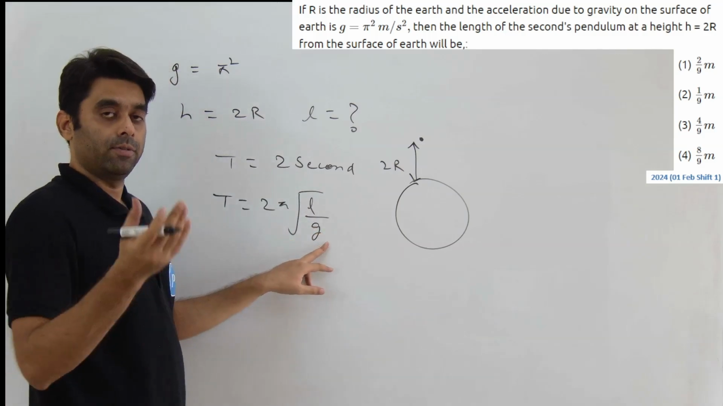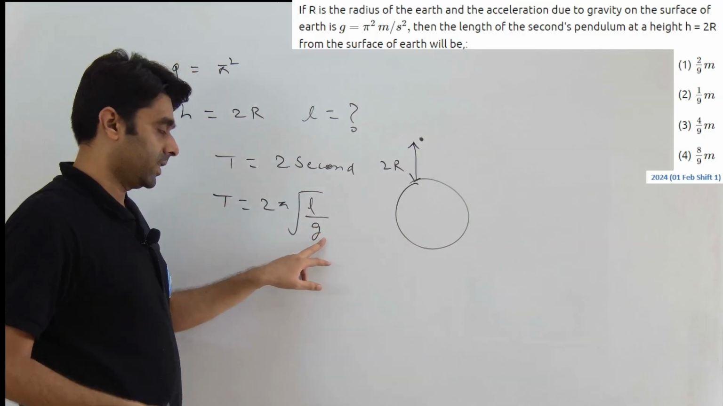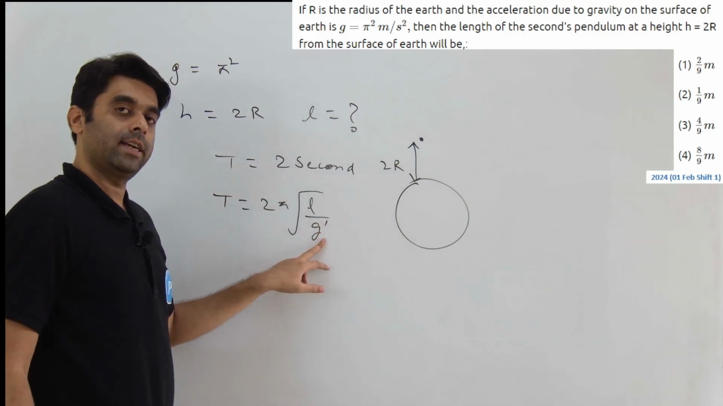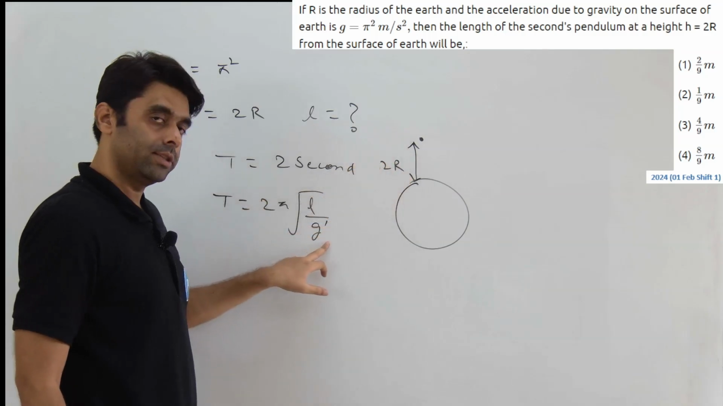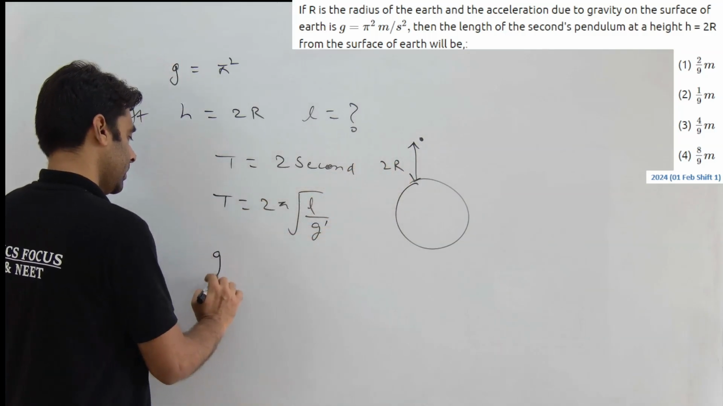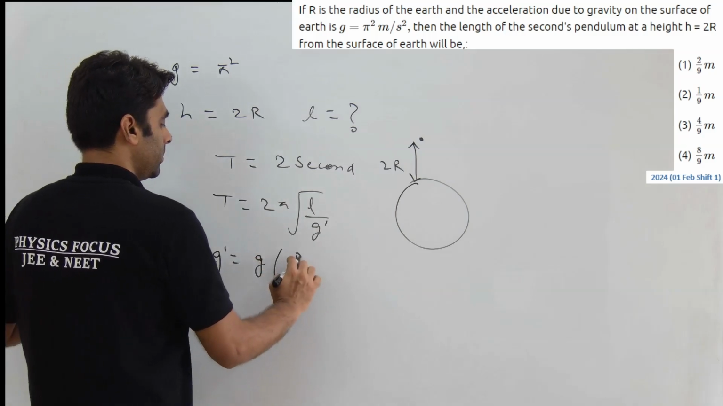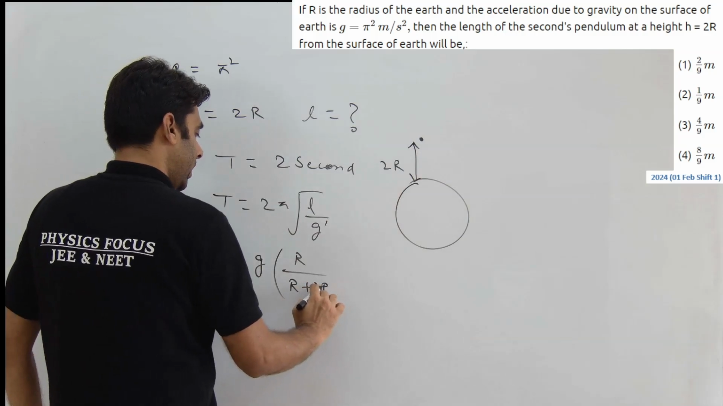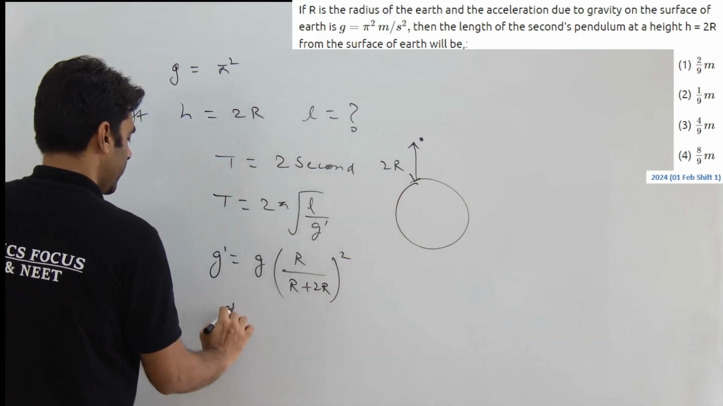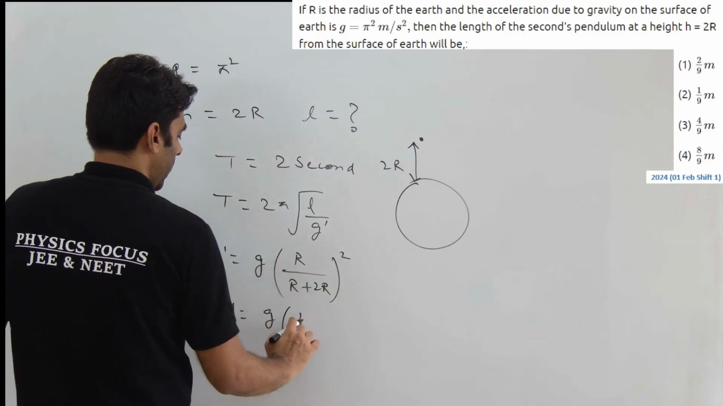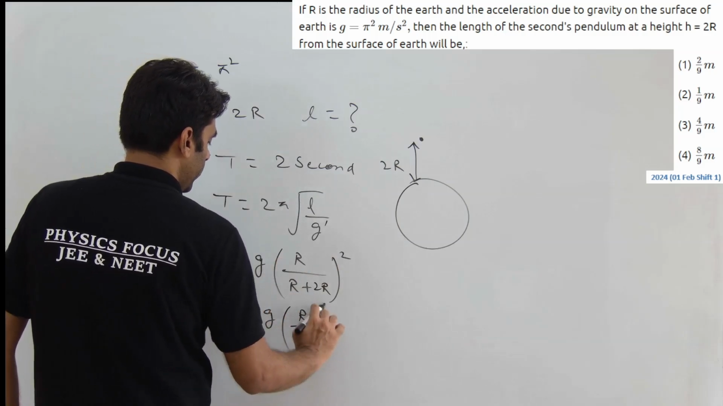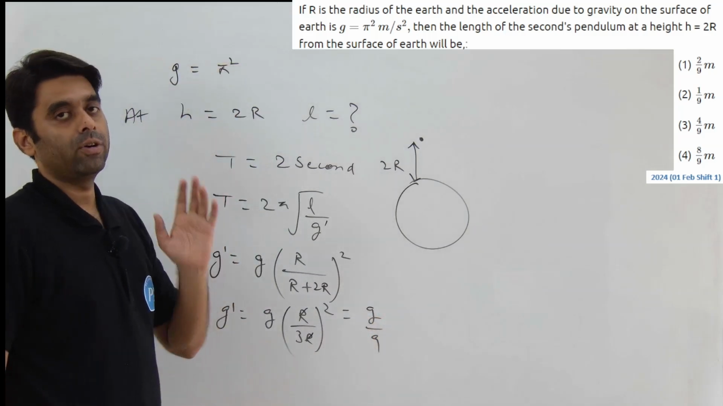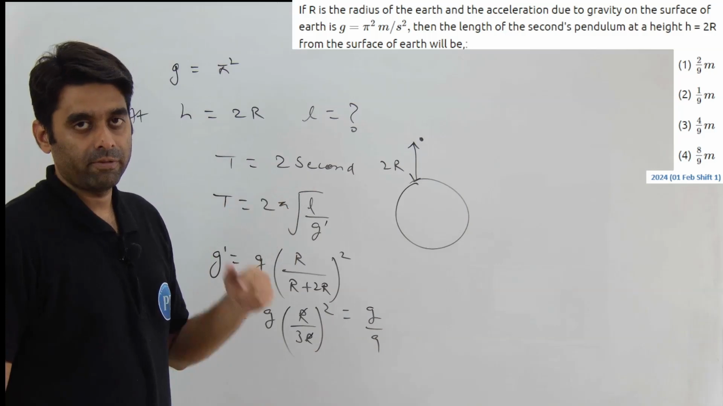When we move it from the surface of earth, obviously if we take it at a height, g value will change. Let's say that at a height of 2r, it becomes g dash. Can we calculate g dash? Yes, g dash will be g times r by r plus h. How much is h? 2r. 2r whole square. So g dash is equal to g times r by 3r whole square. R cancels, we get g by 9. So our g dash value, acceleration due to gravity at a height of 2r, is coming as g by 9.